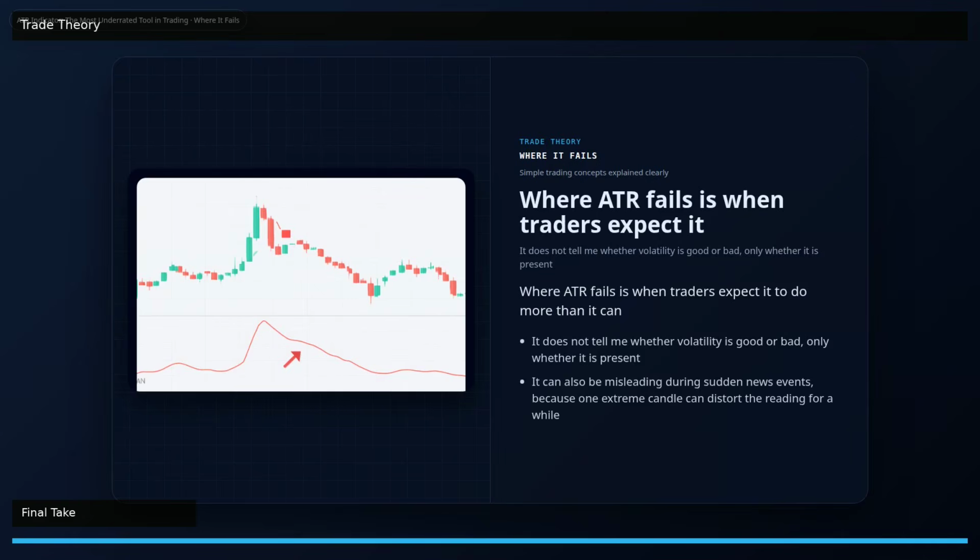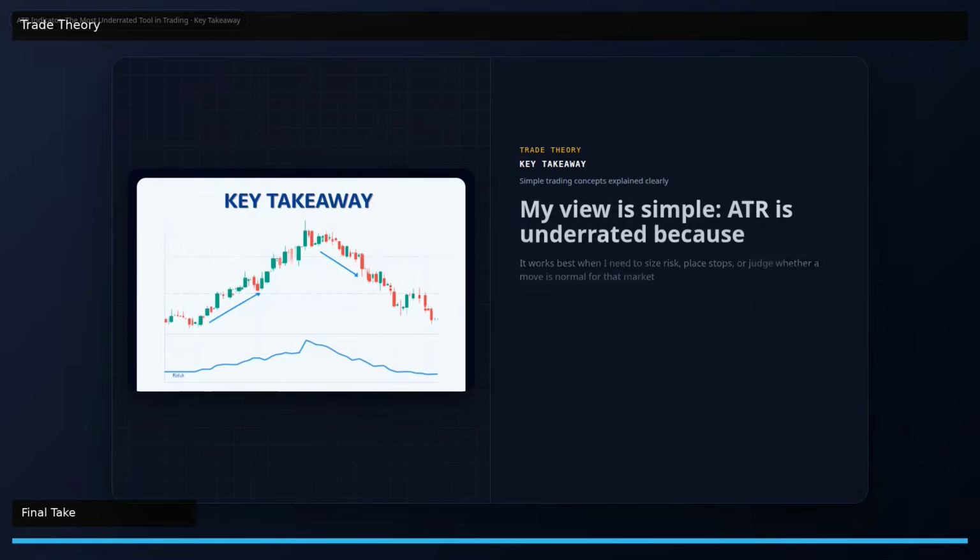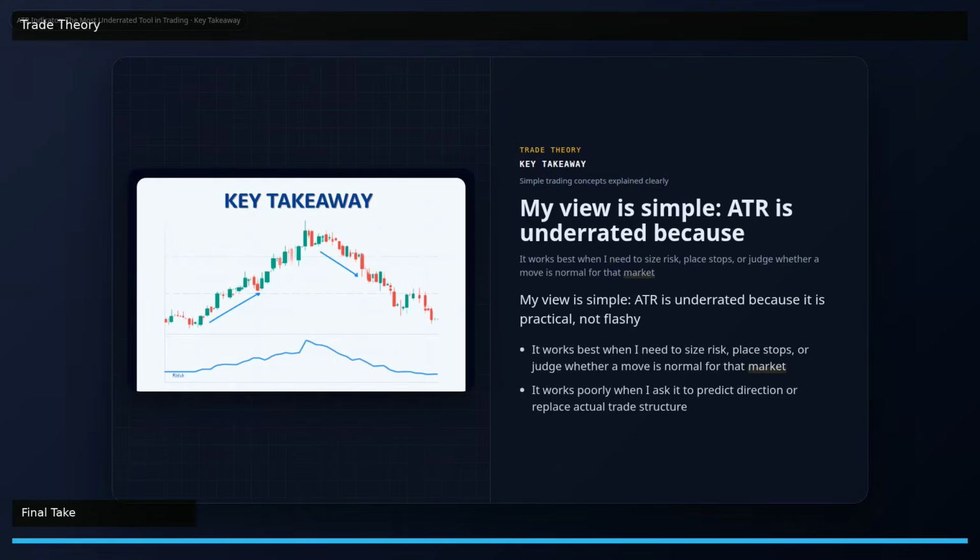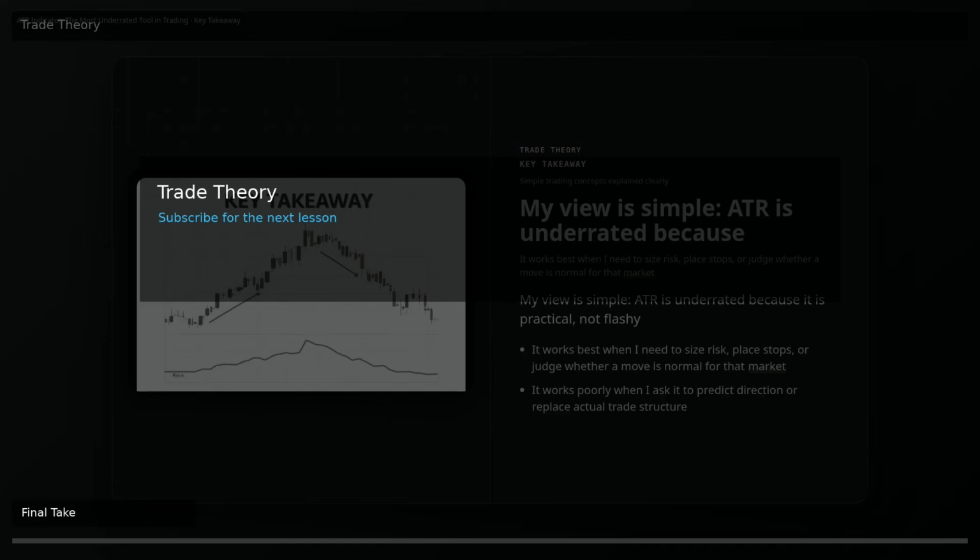My view is simple. ATR is underrated because it is practical, not flashy. It works best when I need to size risk, place stops, or judge whether a move is normal for that market. It works poorly when I ask it to predict direction or replace actual trade structure. If you learn only one thing from ATR, learn this: volatility is part of the trade, not an afterthought. ATR helps me respect that before I press the button.